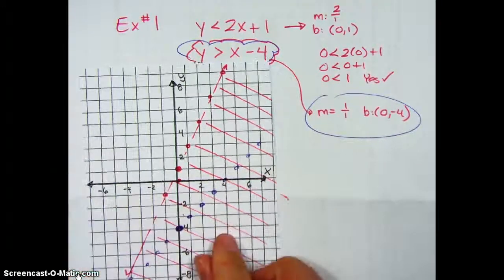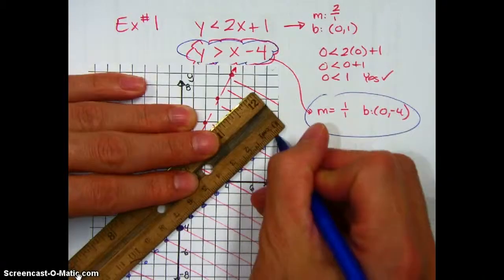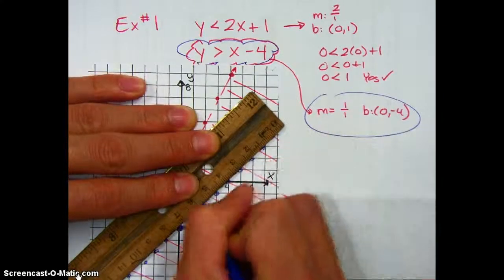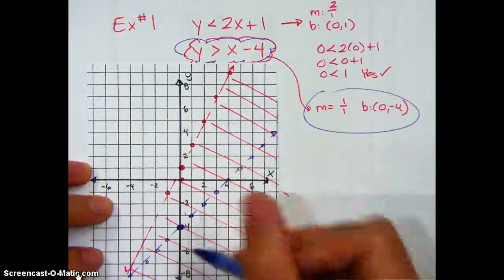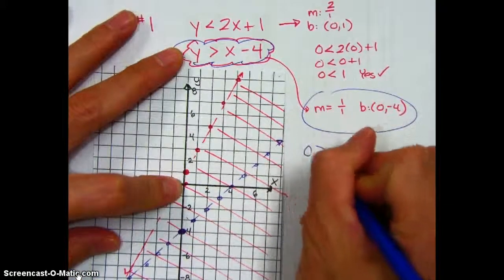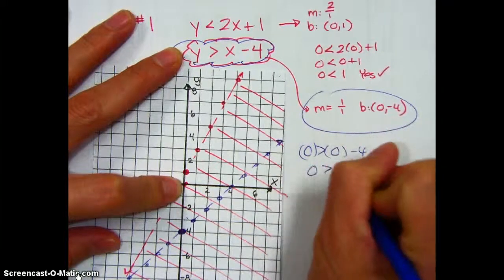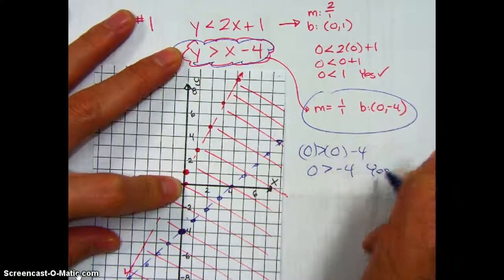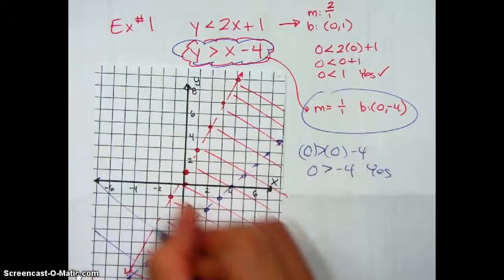Just like that. And what I need to do now is, again, it's going to be a dashed line because it's just greater than. So something like this. Okay? And greater than, that's going to probably be above, but we'll double check with (0, 0) this time. So is 0 greater than 0 minus 4? Is 0 greater than -4? The answer to that is yes, it is. So the side that (0, 0) is on should be shaded. So I'll shade this.